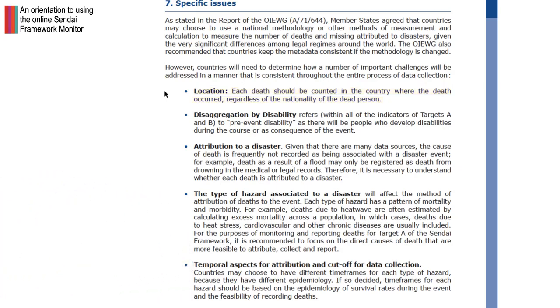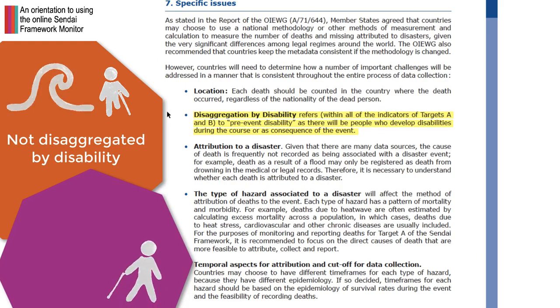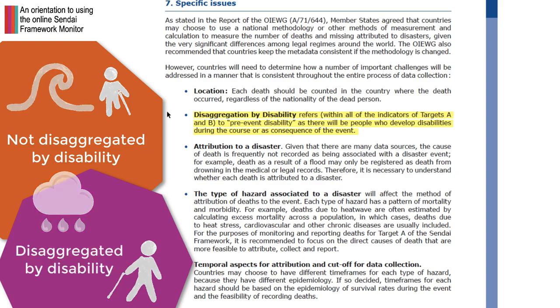Another example of a specific issue is disaggregation by disability. In all cases, disability refers to pre-hazardous event disability, and not people who acquired disabilities during the event or as a result of the event. If a person that died as a result of a tsunami had acquired a physical disability during the event, this death would not be disaggregated by disability. If a person with vision impairment before a flash flood died during the event, this death would be included in the disaggregated data by disability.